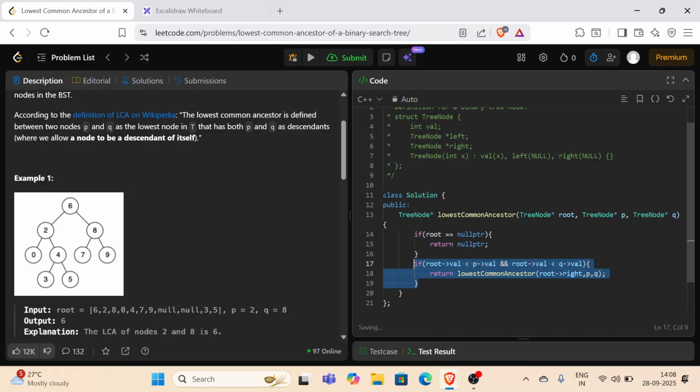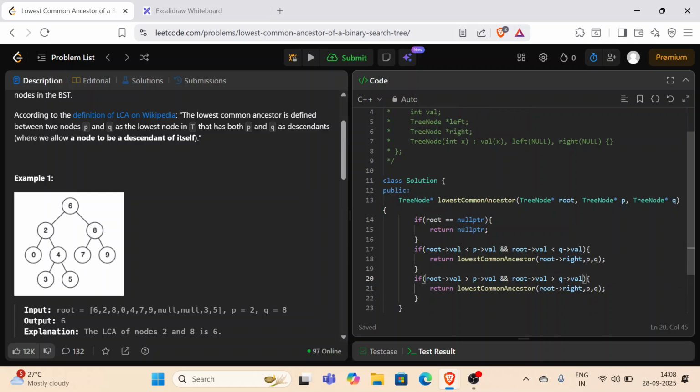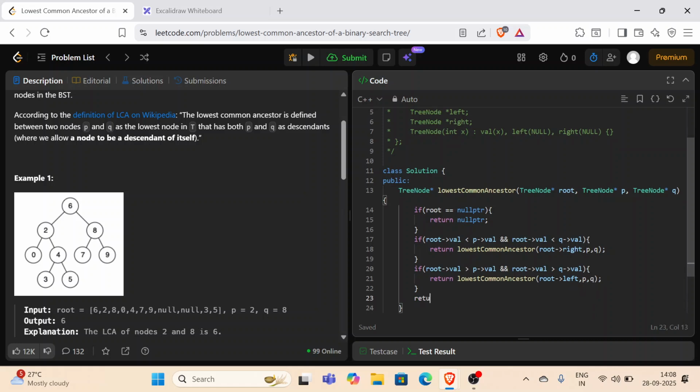The same condition applies the other way: if our root's value is greater than both p and q, then our element lies in the left subtree, so we return the left subtree. If neither condition is met, we'll return the root.